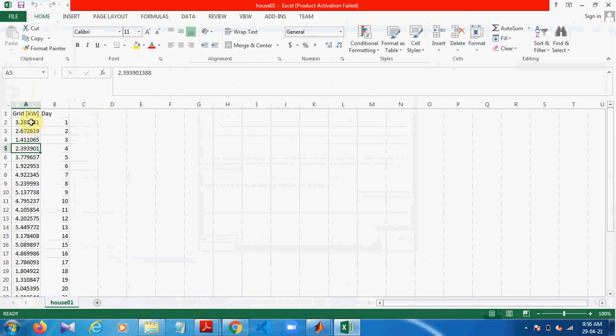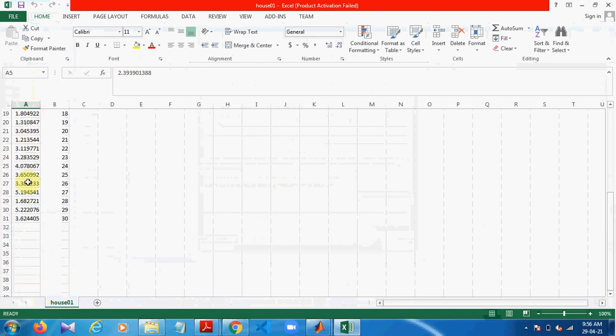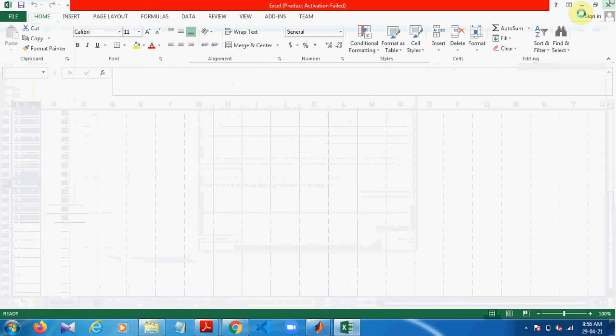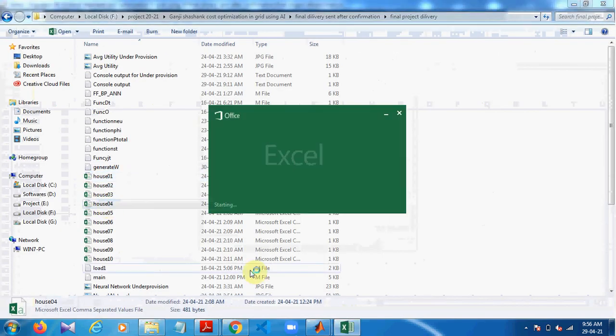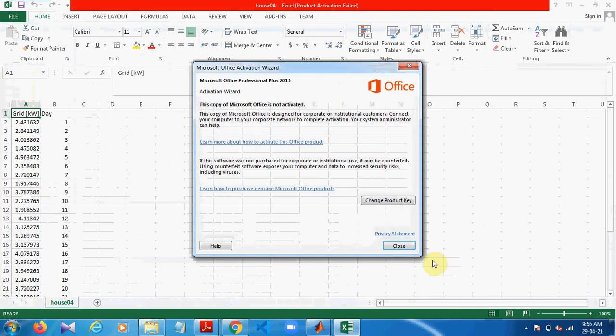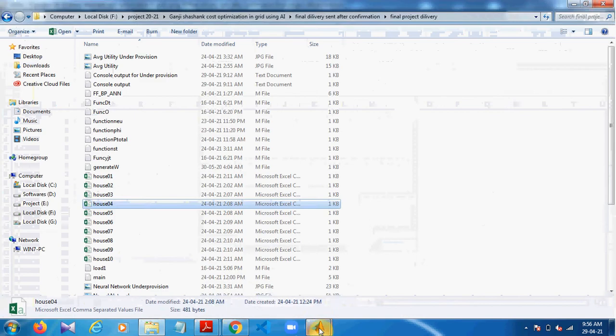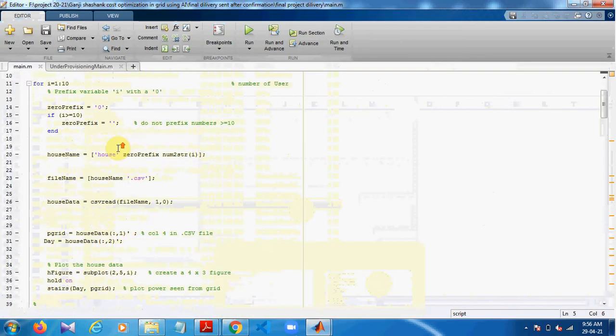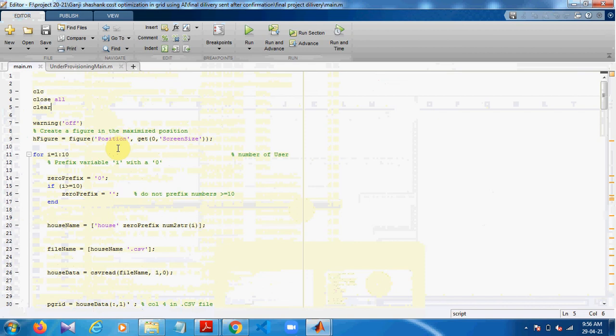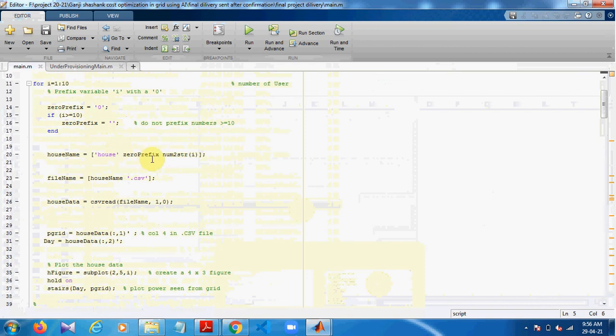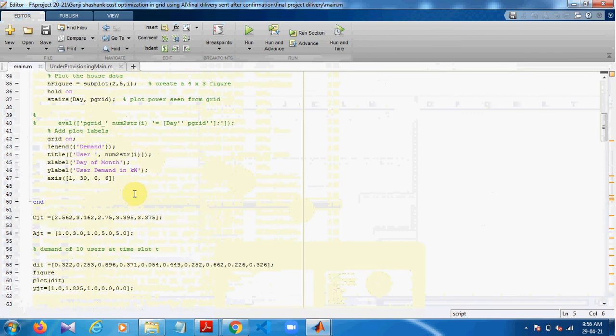This demand is in kW. So you can see various kW demands in the data set. Like that, we have created 10 users and their 30 days demand. So this data set is given to our system. This data set will be utilized by our system to calculate various results and analysis. So we are taking this data set over here, and afterwards our system will print the result.